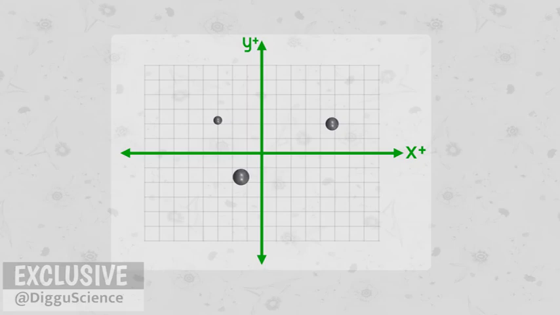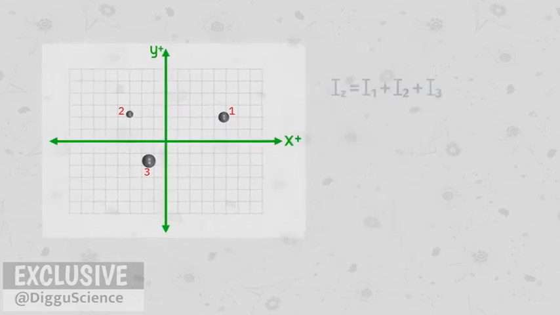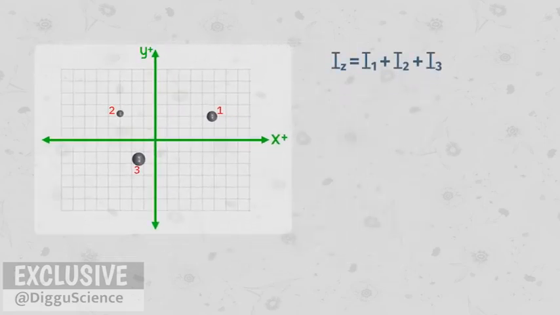For identification, let's call them particle 1, particle 2, and particle 3. Since there are 3 point particles, and their axis is the z-axis, we can write I sub z equals I1 plus I2 plus I3.